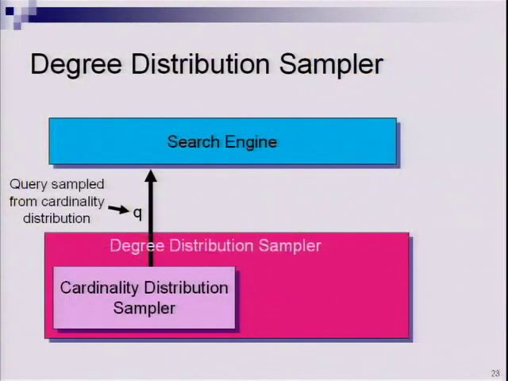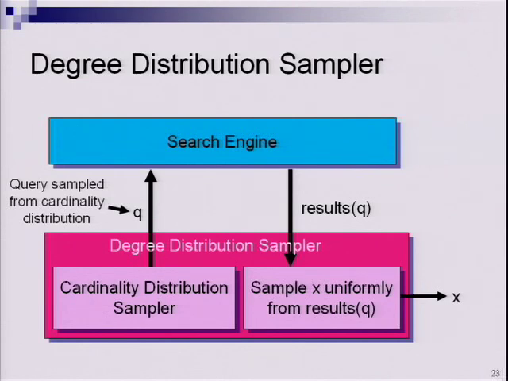So now, how do we sample documents by degree? Given what I told you, it's easy. We somehow sample queries now from the pool proportionally to their cardinality. And we'll talk about in a second how we do that. We submit the query to the search engine, get back results, and pick one of the results uniformly at random. And by the analysis shown in the previous slide, this really gives you samples from the degree distribution.